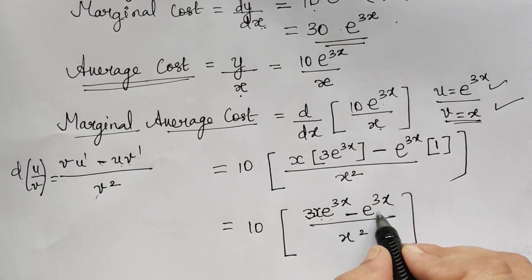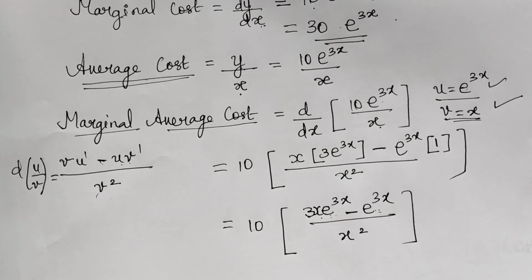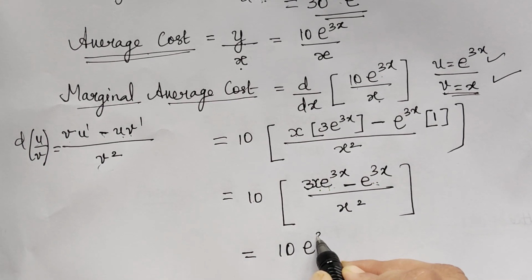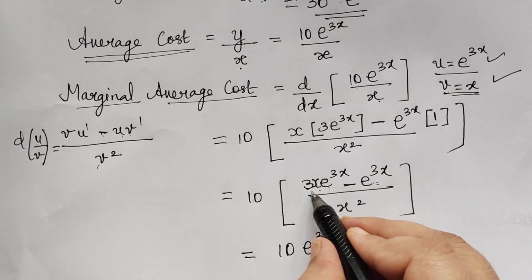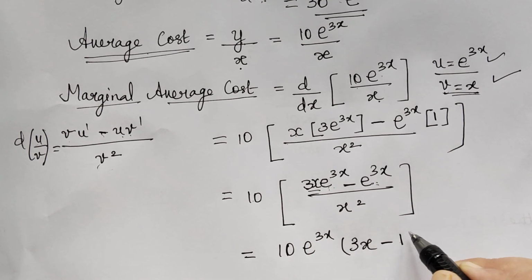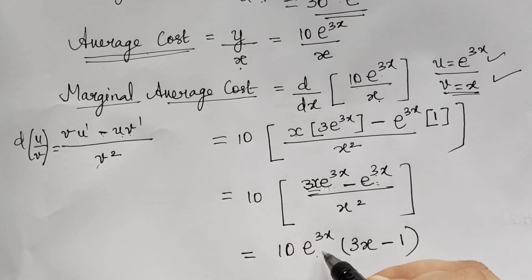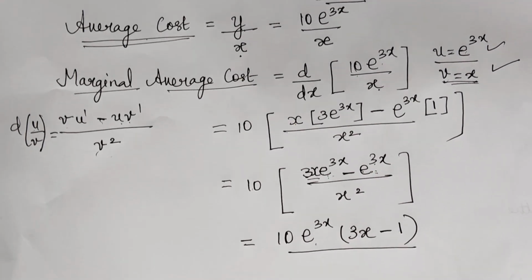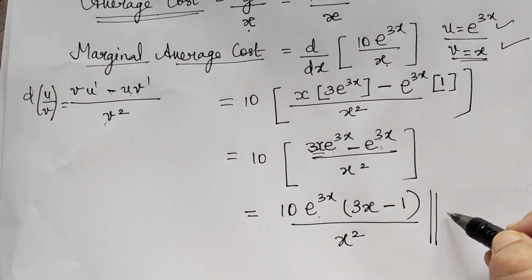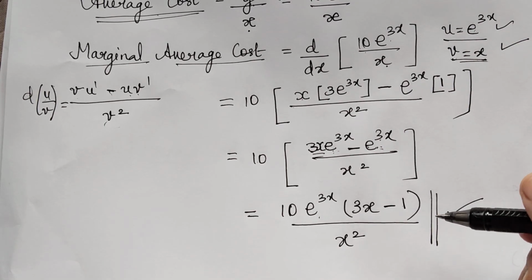Now if you see, e power 3x is common in both the terms, so it can be taken out, and so the final answer will be 10 e to the power 3x multiplied with 3x minus 1, since we have taken e power 3x in common, the whole divided by x square. So this gives us the marginal average cost.